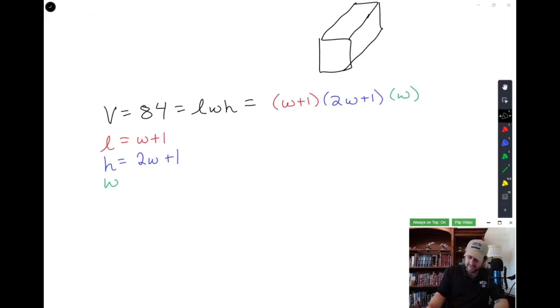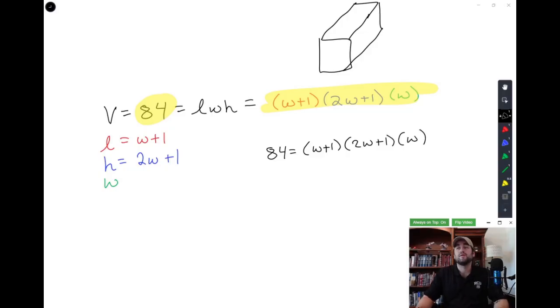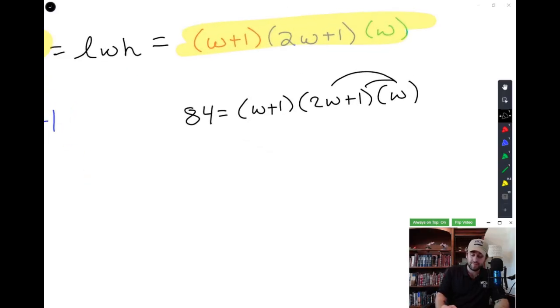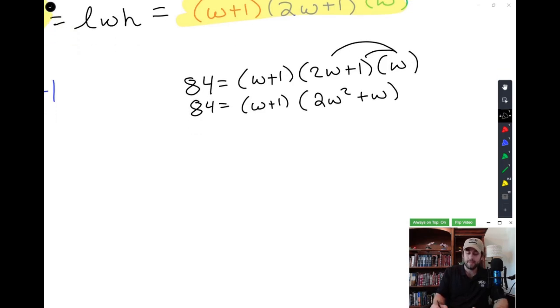If I take this 84 from the middle, and I take my all w terms, we get 84 equals w plus 1 times 2w plus 1 times w. And in order to solve this the way that we need to, we are going to have to do some distributing. So I'm going to distribute that w first and get 84 equals w plus 1 times 2w squared plus w.